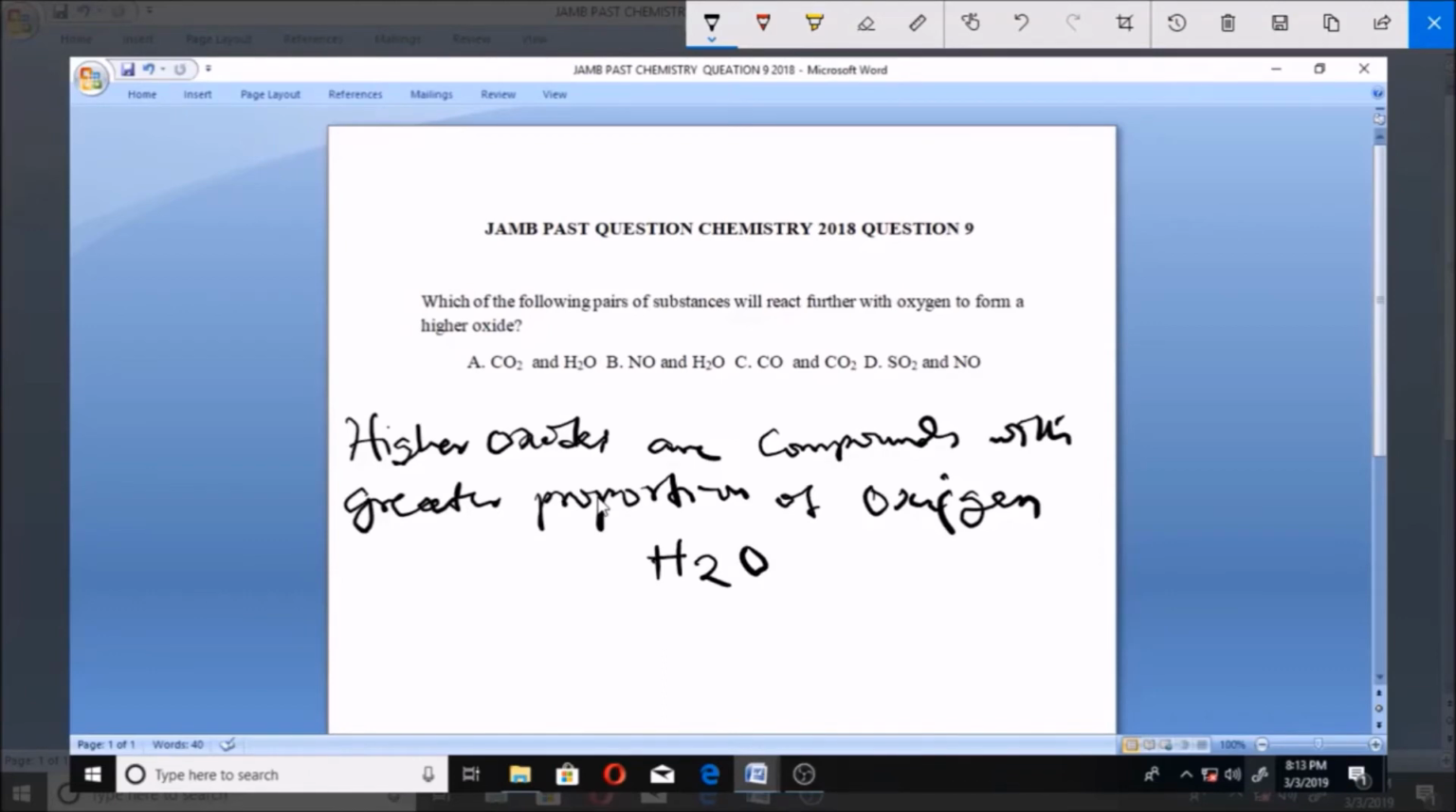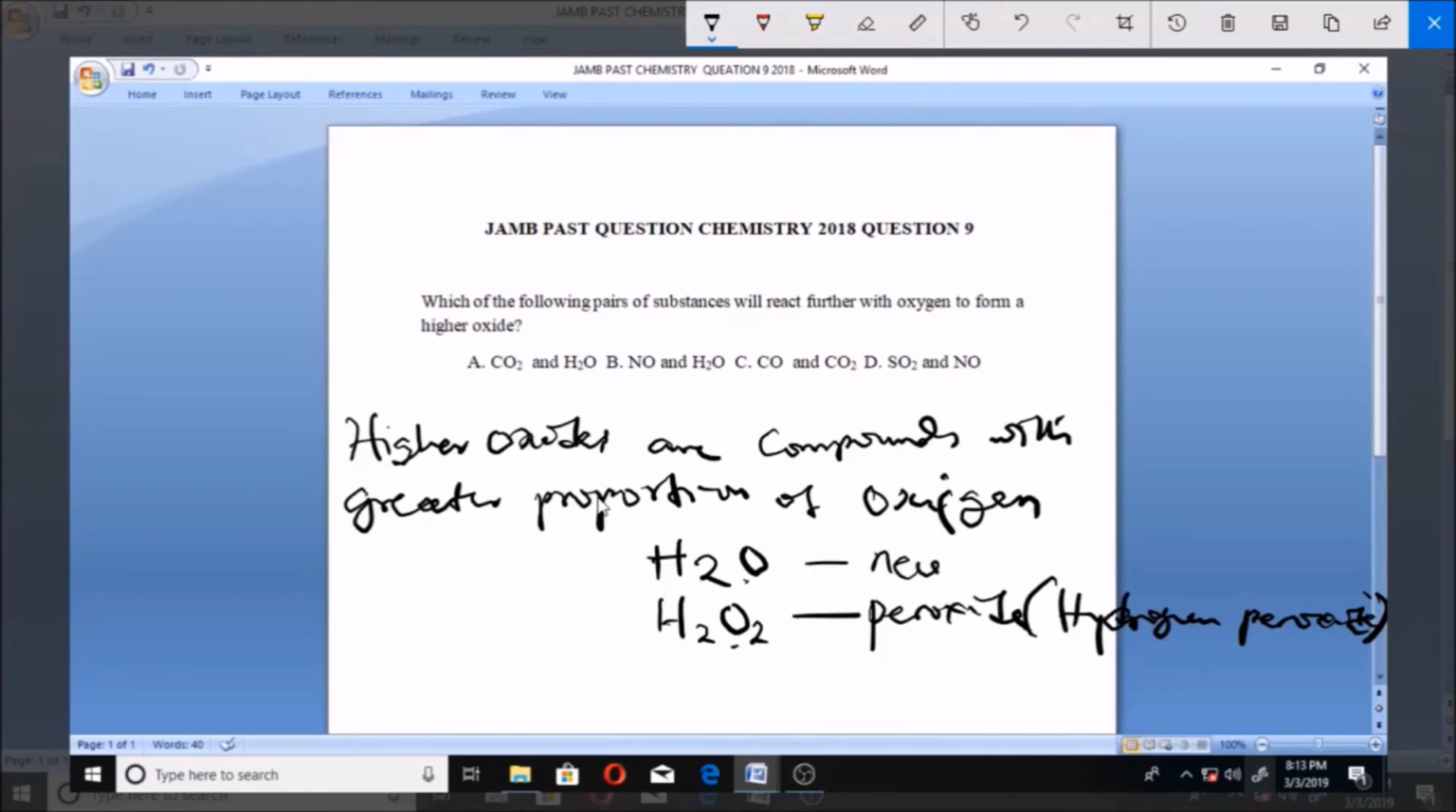Now you have also H2O2, which is hydrogen peroxide. This is a peroxide. Specifically, this is hydrogen peroxide. So this is a higher oxide because there is more oxygen here. This O, this is normal O. So this is a neutral oxide.